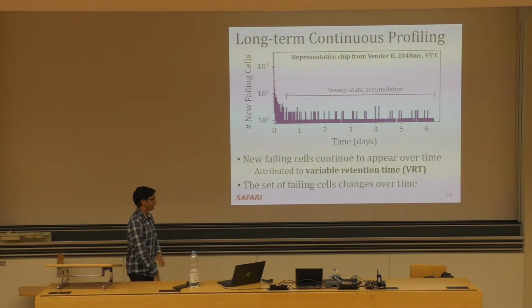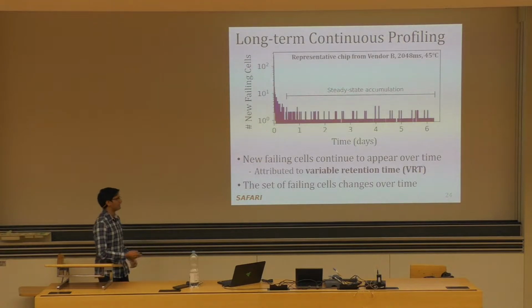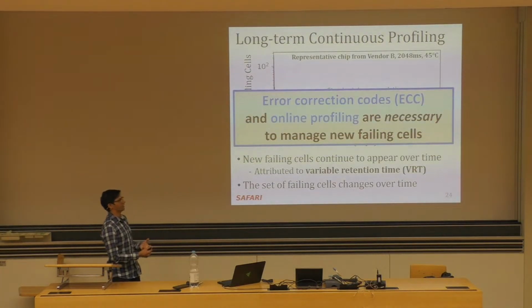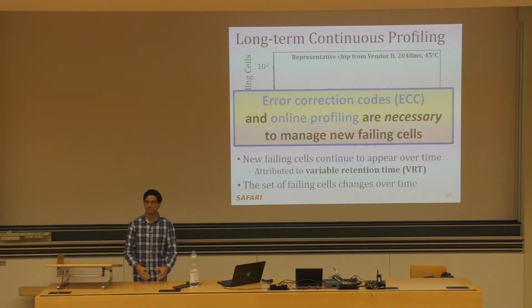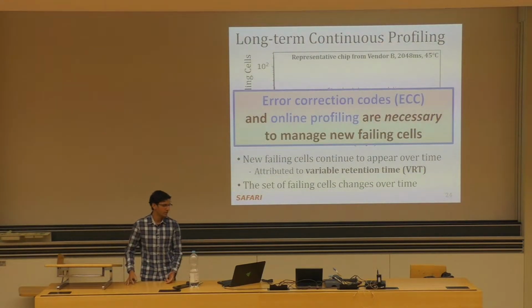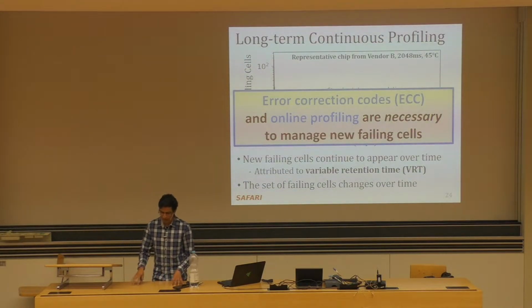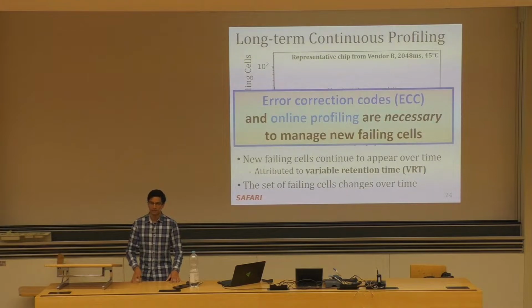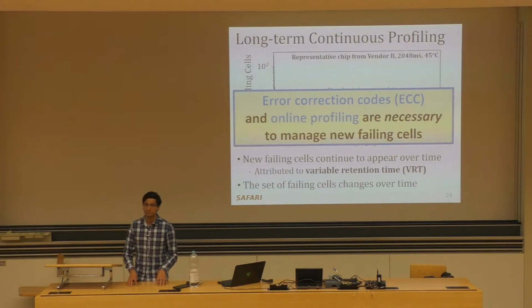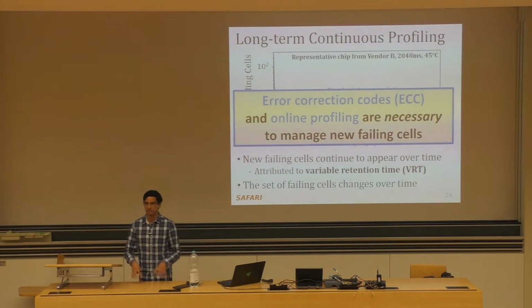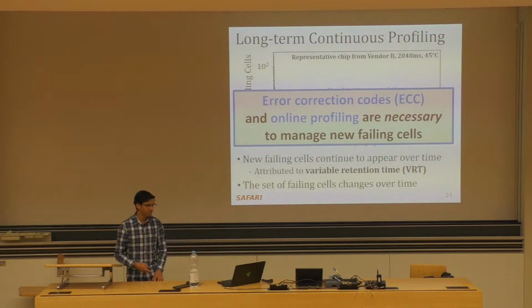And what we take away from this analysis is 2 things. Both error correction codes and online profiling are actually necessary in order to manage these new failing cells that continue to appear. Error correction codes, because in between our profiling steps, some errors will occur, and we can't constantly be profiling. So error correction codes will help manage those failures that appear in between. And online profiling, because at some point there will be so many new errors that we need to profile again and get the currently updated set of errors.